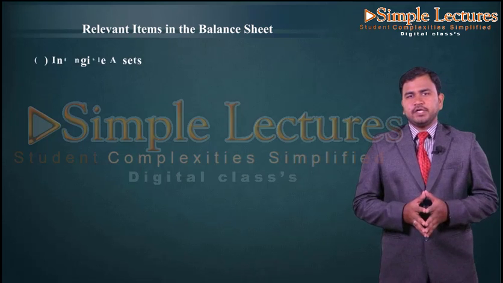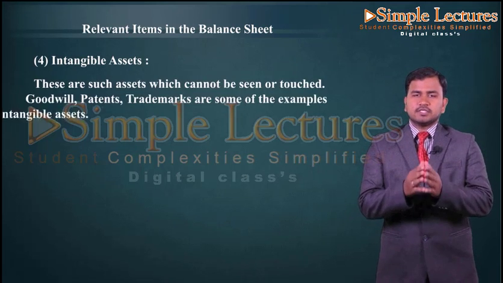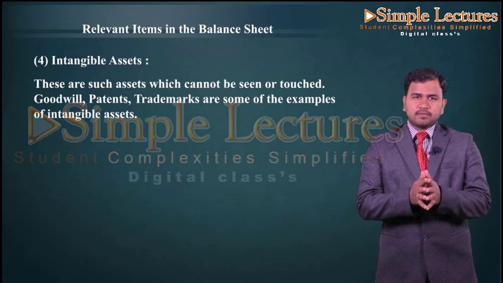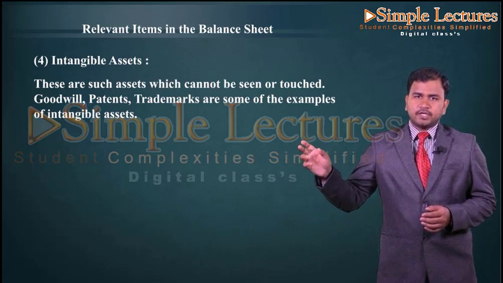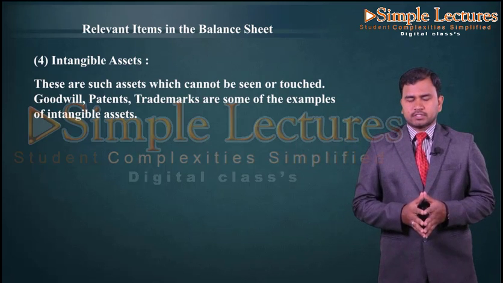Then we have intangible assets. So coming to intangible assets, these are such assets which cannot be seen or touched. For example, goodwill, patents, and trademarks are some examples of intangible assets.